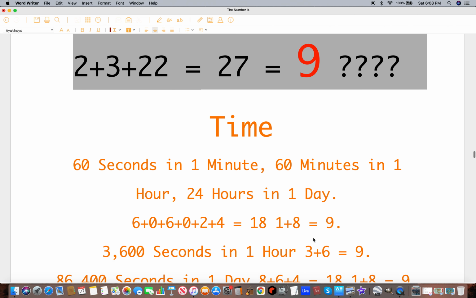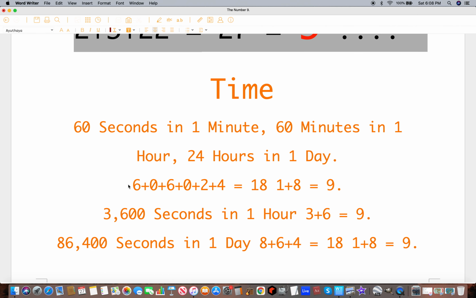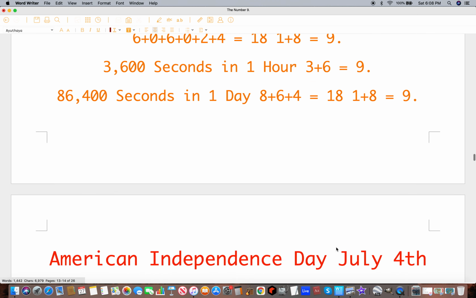Time: 60 seconds in 1 minute, 60 minutes in 1 hour, 24 hours in 1 day. Well, that all adds up to 18. 1 plus 8 equals 9. 3,600 seconds in 1 hour. 3 plus 6 equals 9. 86,400 seconds in 1 day. 8 plus 6 plus 4 equals 18. 1 plus 8 equals 9.